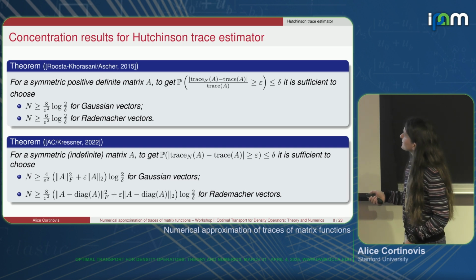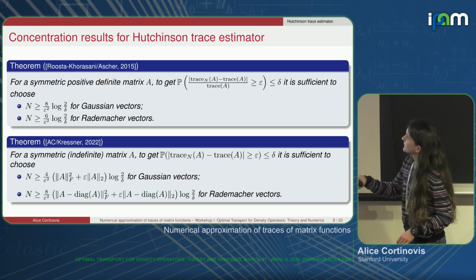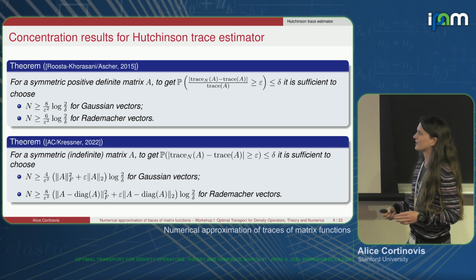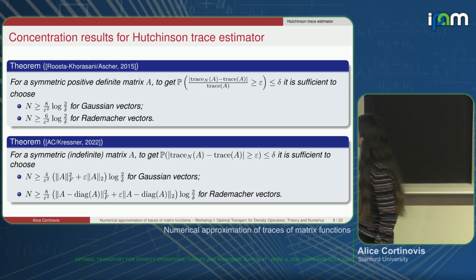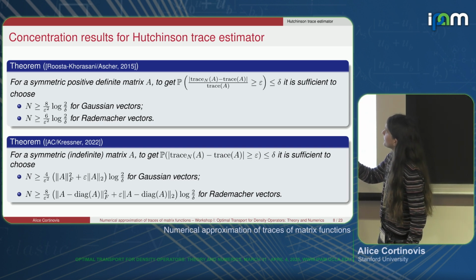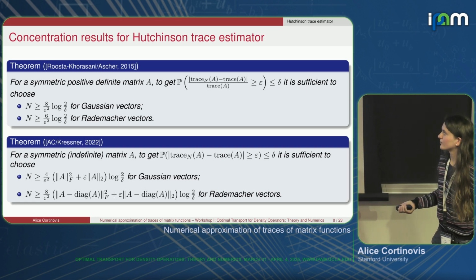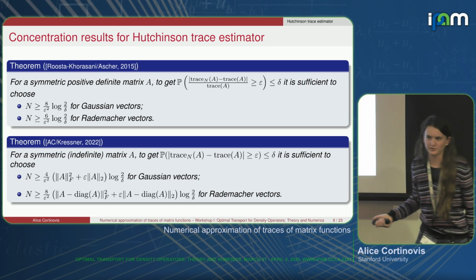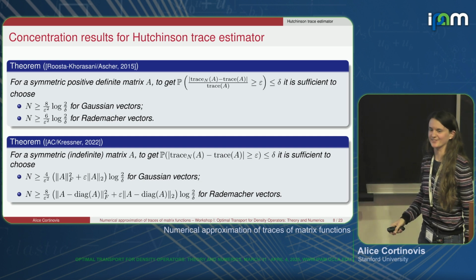And there's this result here that says that if you take Gaussian vectors, and if you take a number of samples which is larger than 8 over epsilon squared times the logarithm of 2 over delta, then you get relative accuracy epsilon, up to failure probability delta. And you have something very similar for the Rademacher random vectors, you just have a different constant, which is really, don't look at the constants, okay?